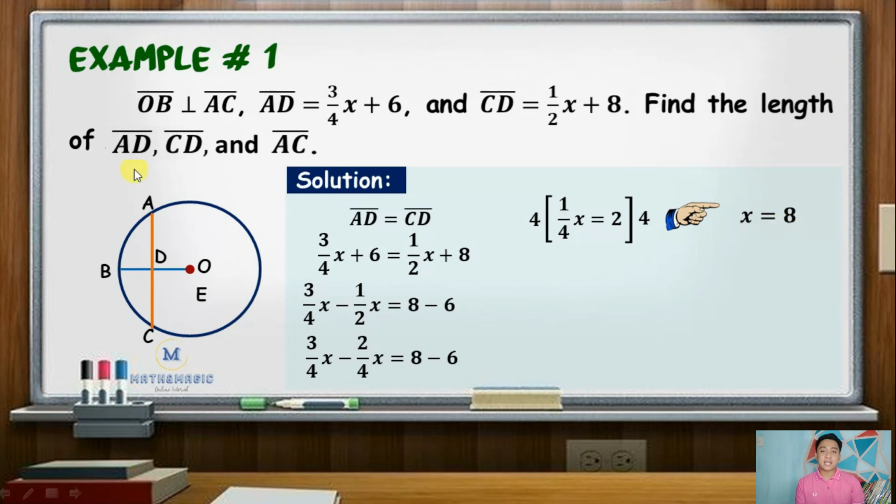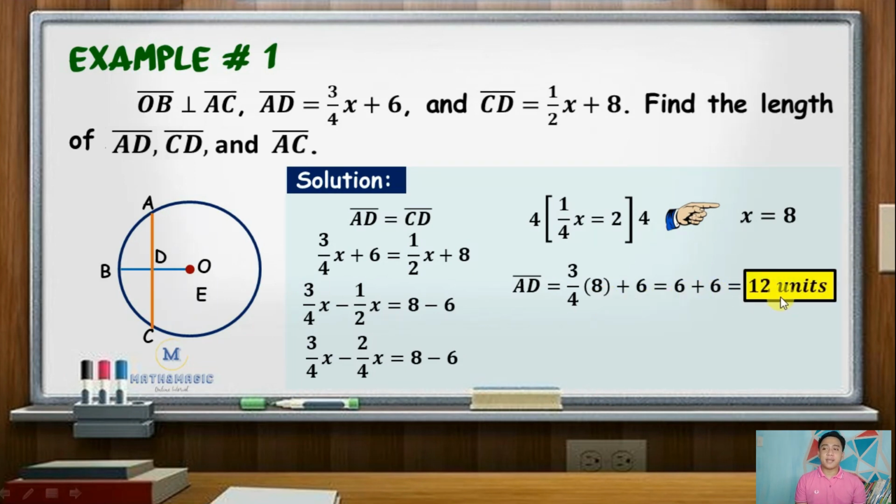Now solving for segment AD, here we will substitute 8 to the variable x. That will become 3/4 times 8, product is equal to 6. Adding 6 and 6, the sum is equal to 12. Hence, segment AD is 12 units.